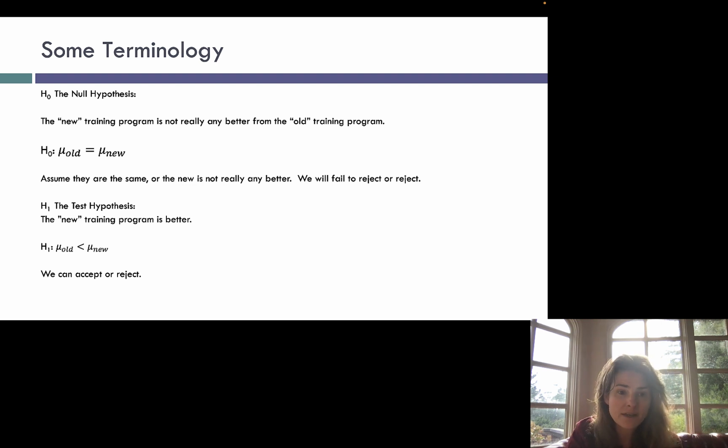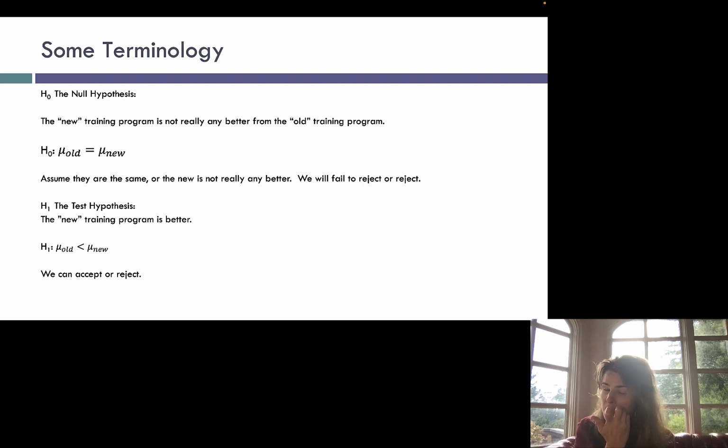There's some funky language because, just like we love our Greek letters in statistics, we love some fancy terminology. So the first piece of fancy terminology is the null hypothesis. And this is the assumption, or that old idea, that the new training program is not really any better than the old training program. I like the way a couple of textbooks I like describe this as the boring thing, right? Instead of the interesting finding, this is the boring finding.